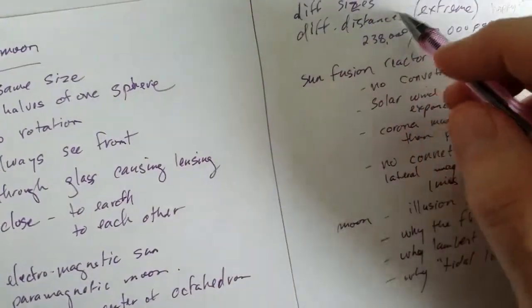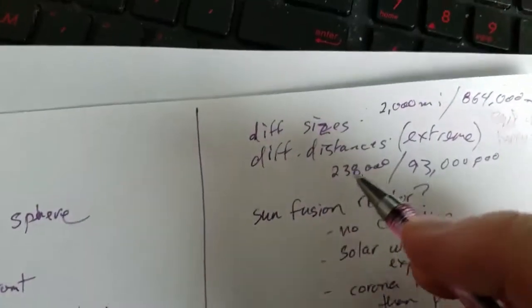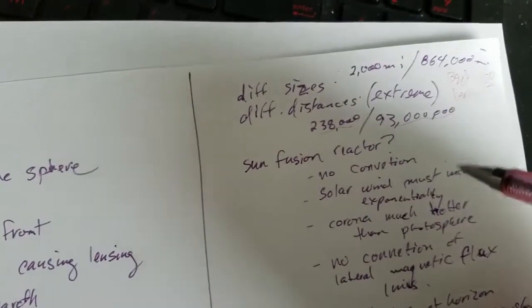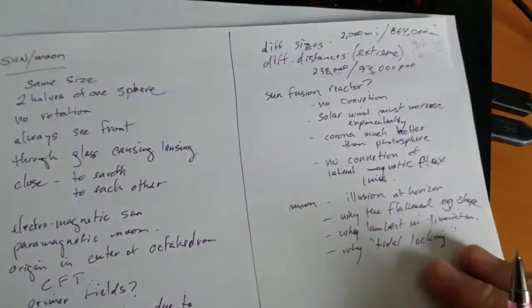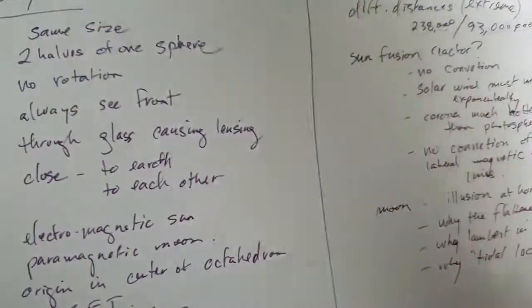Next is obviously the different distances, or the vast extremities and the differences. We have 238,000 miles for the moon. We have 93 million miles away for the sun. Highly impractical, highly improbable. Let's talk about the sun too.